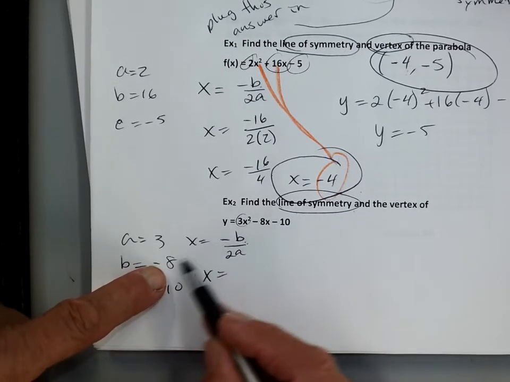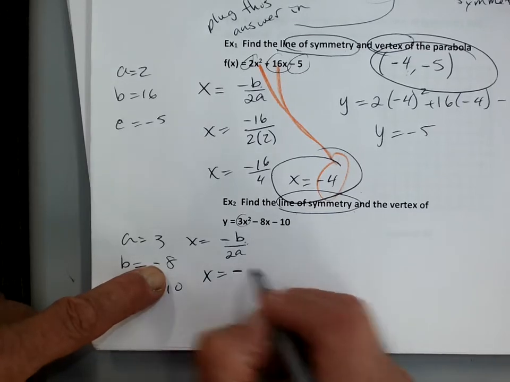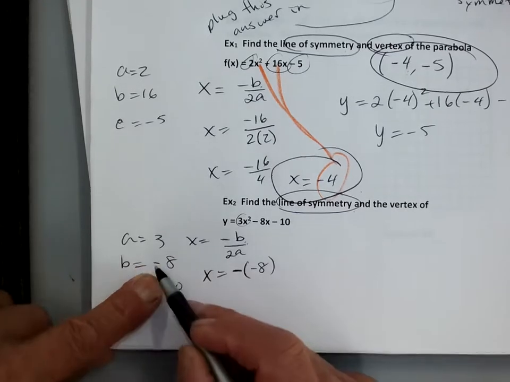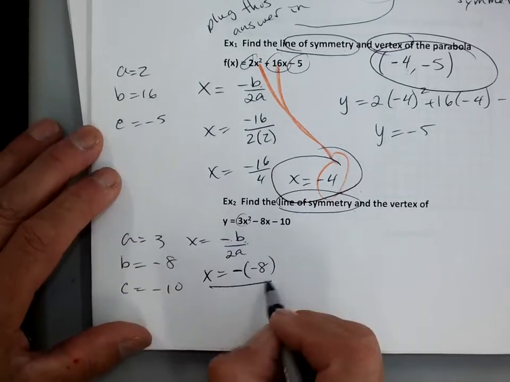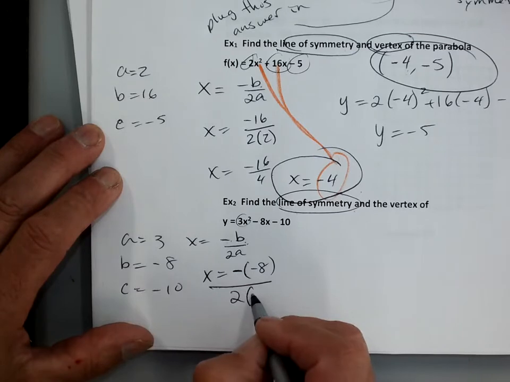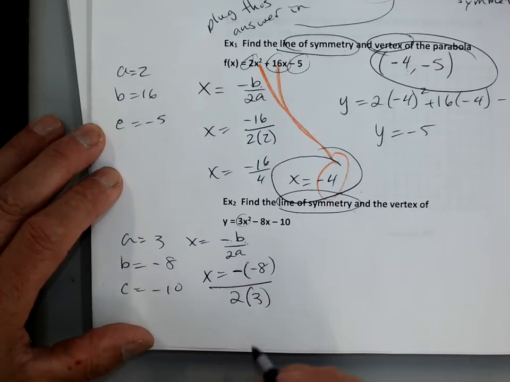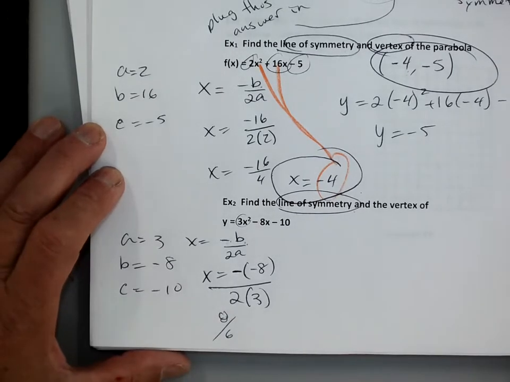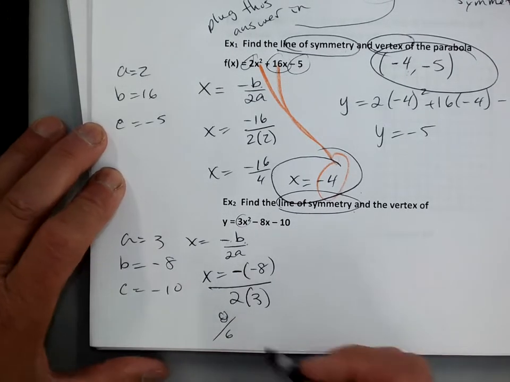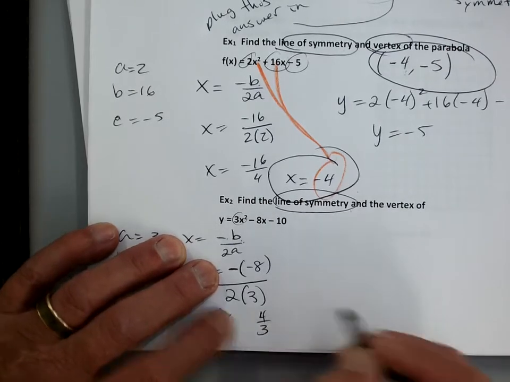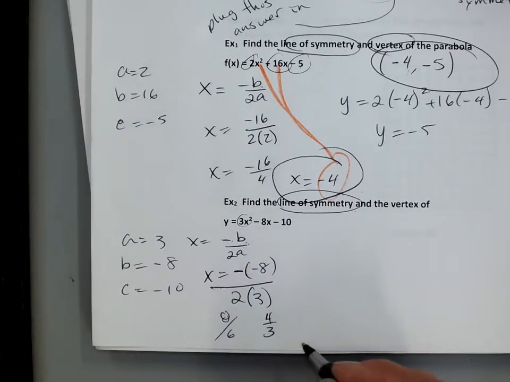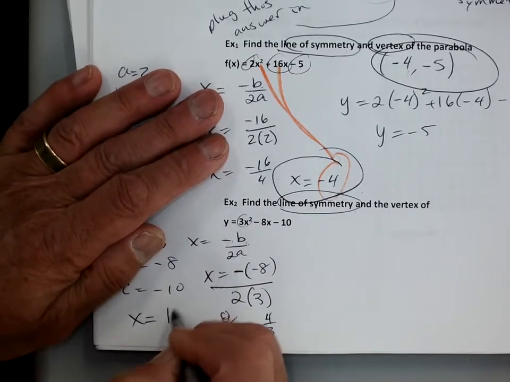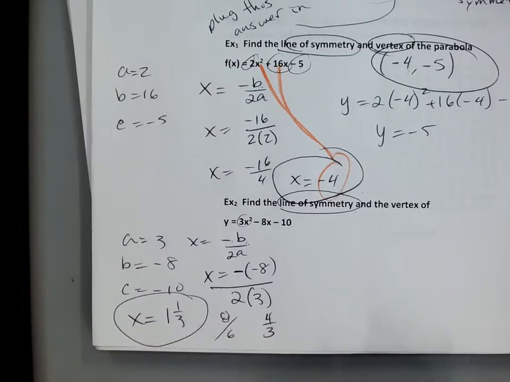Okay. b is -8, so I'm going to have a negative. Check this out. Don't mess it up, but be careful. -8. I get a double negative because of the negative and the -8, over 2 times 3, which is my a value. That's going to be 8 over 6, and 8 over 6 is really 4/3, or 1 1/3. So that's my line of symmetry. x equals 1 1/3. Okay, that's my line of symmetry.